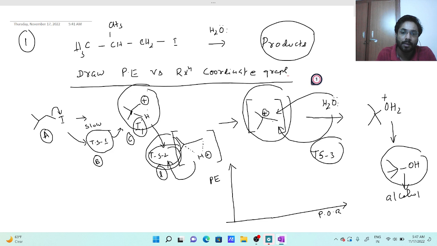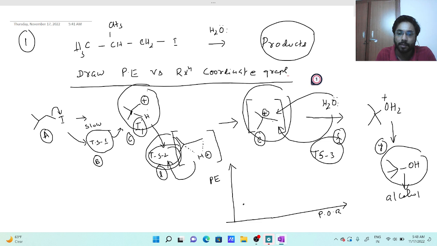Then just after the transition state 2, an intermediate is formed that is more stable than the first intermediate, that is point number E. Then again transition state 3, point number F. Then finally we are getting the product, point number G. How many points?